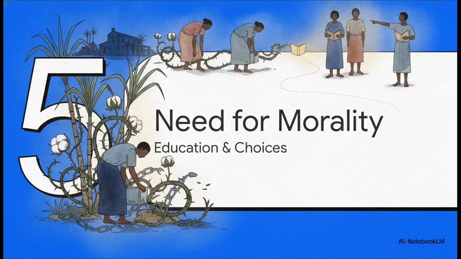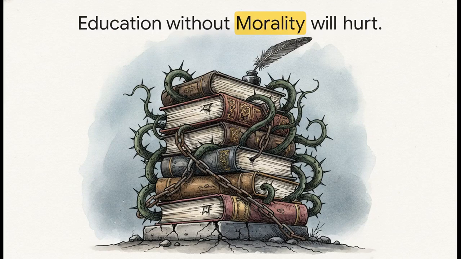Finally, we arrive at Section 5, the need for morality, connecting education and life choices. As we wrap up today, we really want to transition from the historical facts of this explainer into a vital life lesson. Education without morality will hurt. This is actually the core philosophy of our series.